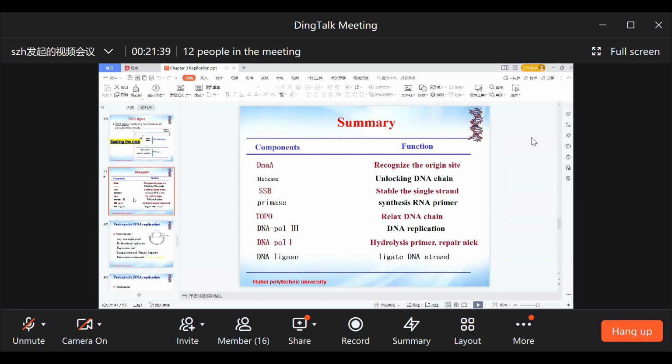Today we stop here. Next week, we will study how prokaryotic organisms and eukaryotic organisms replicate the DNA strand. Okay, today we stop here.